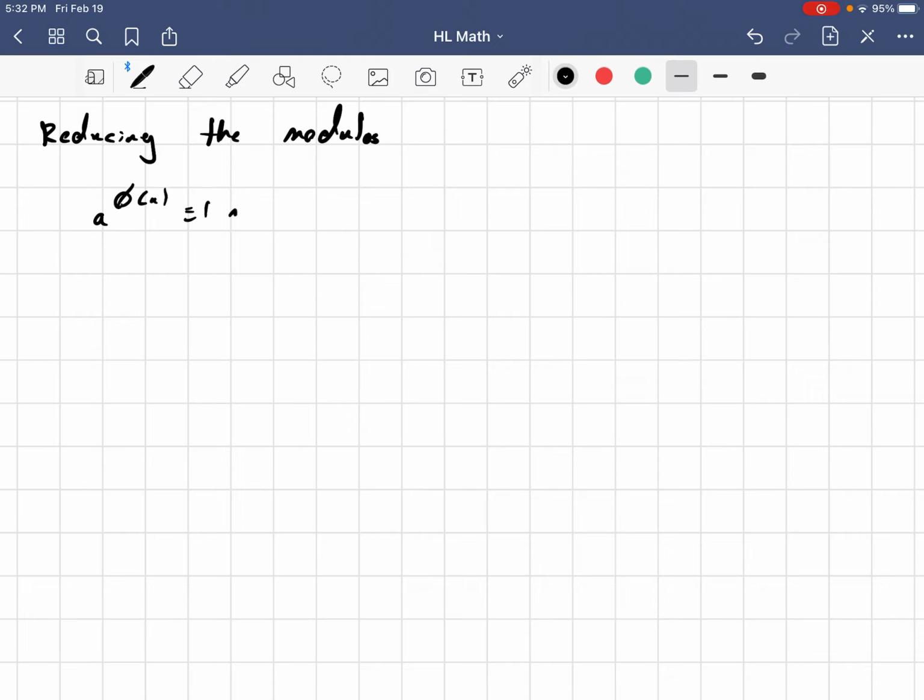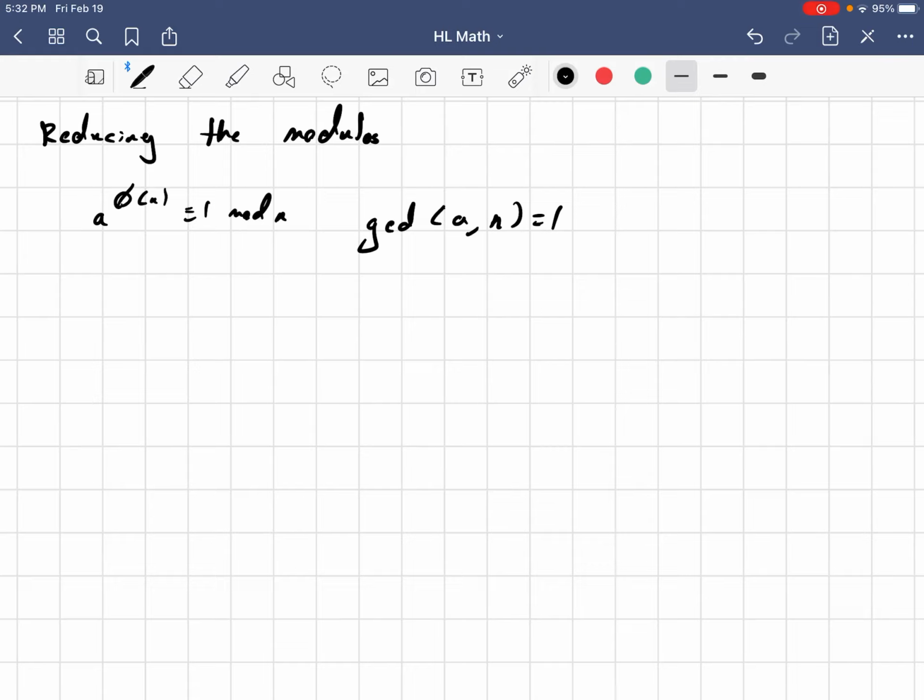congruent to 1 mod n, for the GCD of a and n being equal to 1. In other words, relatively prime. They share no common factors. And remember that phi of n is the number of numbers from 1 to n relatively prime to n.